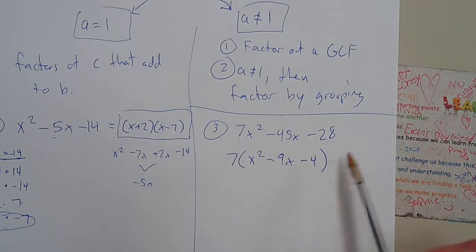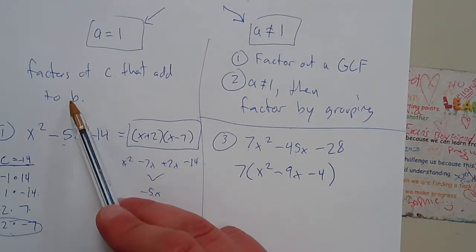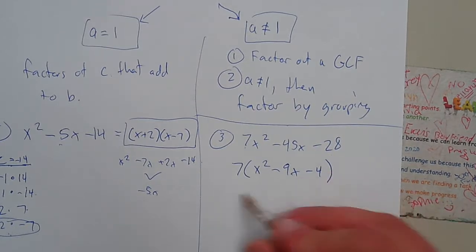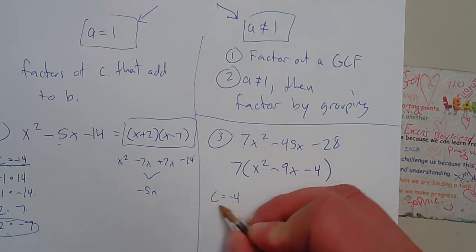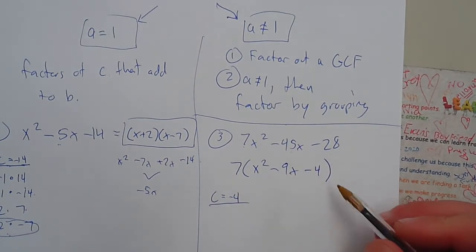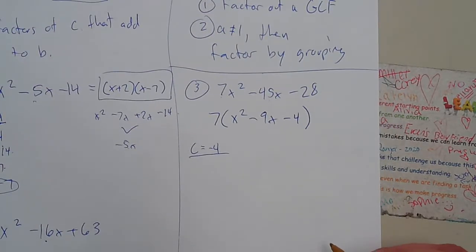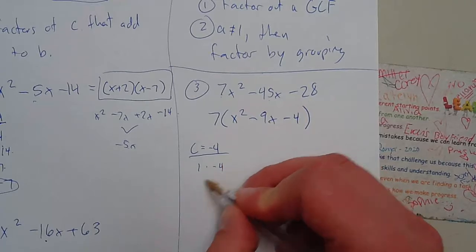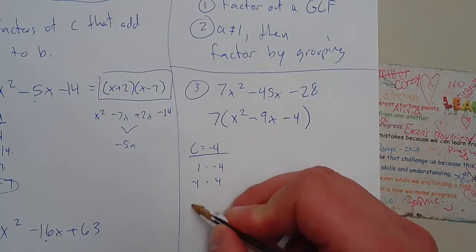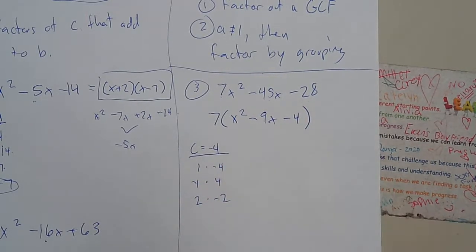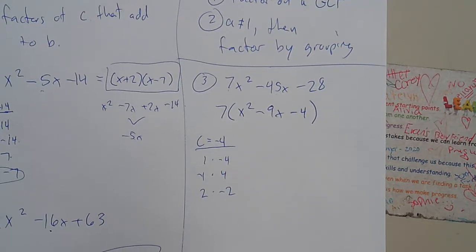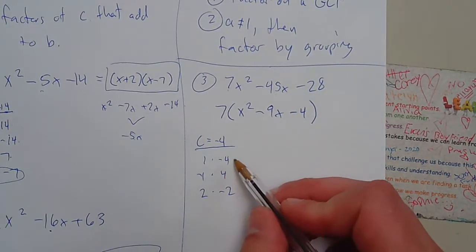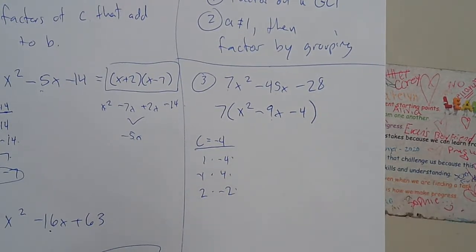And I'm going to look at it, I'm going to say, are there factors of c that add to b? So can I come up with any factors of negative 4 that add to negative 9? And if you're thinking about this, you're probably thinking, well, it's probably not going to work. Because factors of negative 4 are like 1 and negative 4, negative 1 and 4, 2 and negative 2. Those are really the only combinations. I mean, negative 2 and 2, but that's the same thing. But none of these add to negative 9, which is fine.